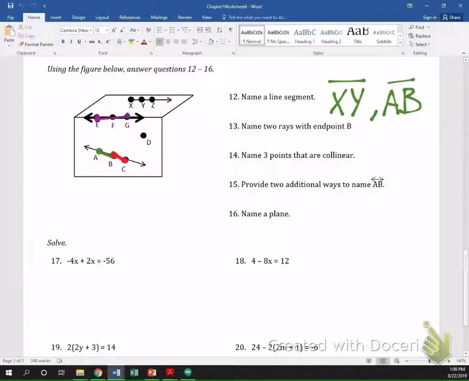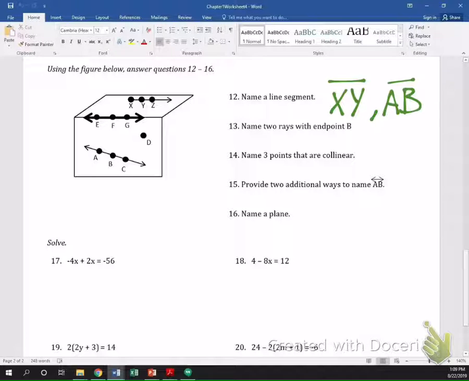Here's one. Okay? So, just pick 2 letters and put the straight line without the arrows on the top. Yeah, I picked A, B, C, D. Well, I think you only have to name 1, but yeah. All right, name 2 rays with endpoints.